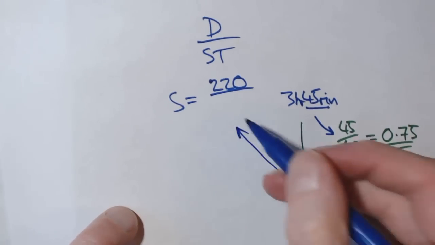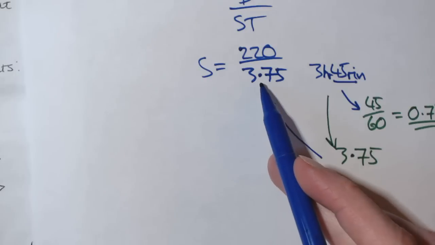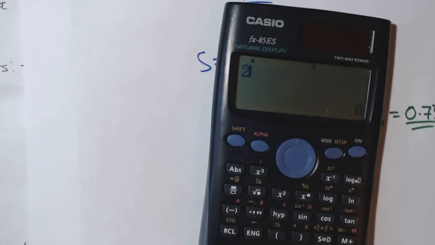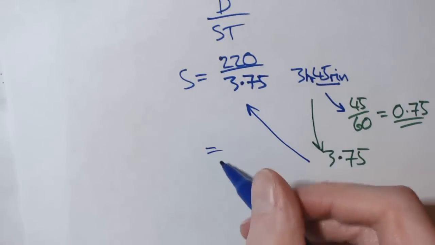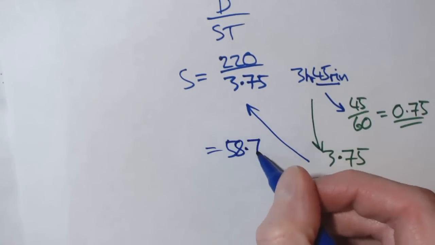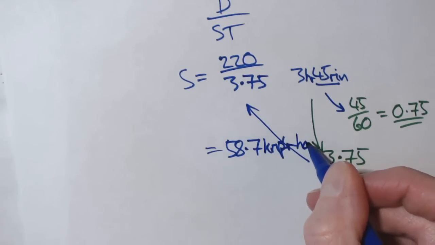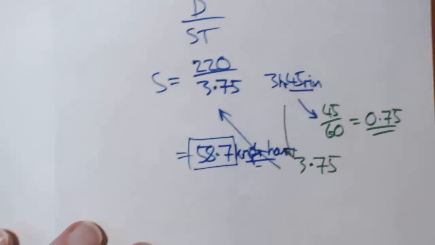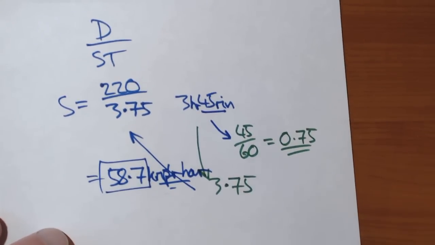So you just fire that up into there. So the speed is 220 divided by 3.75, and that equals, 220 divided by 3.75, just say 58.7, right? So 58.7 kilometers per hour, right? I have to say per hour. Right, so I know I'm going through it quite quickly, right? So that's how you work it. So it's really this bit, converting the minutes into decimal, dividing it by 60. Okay.